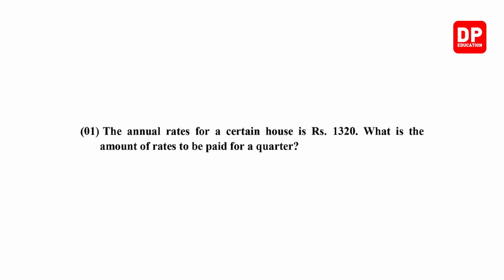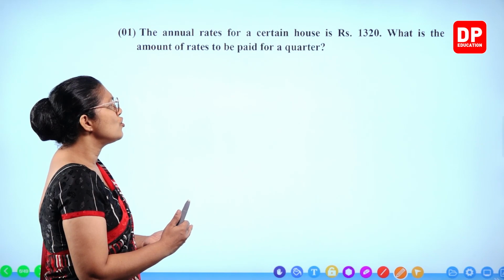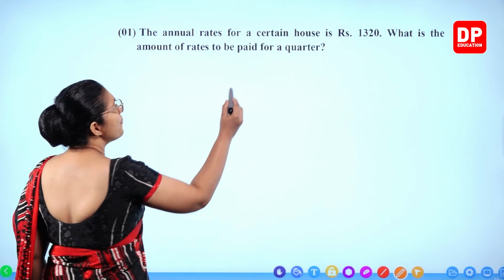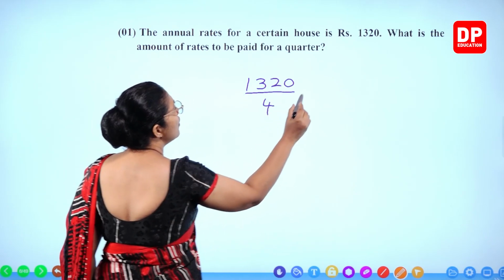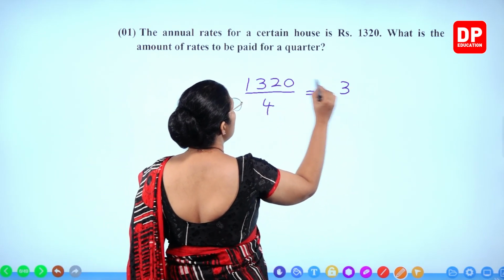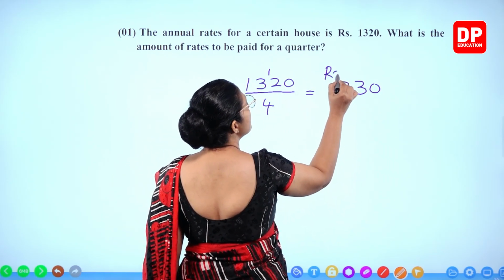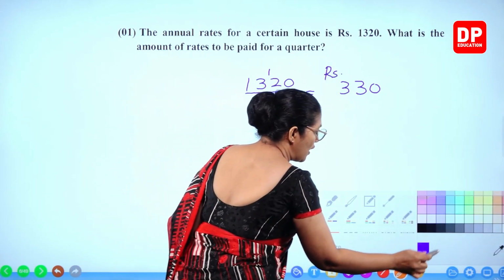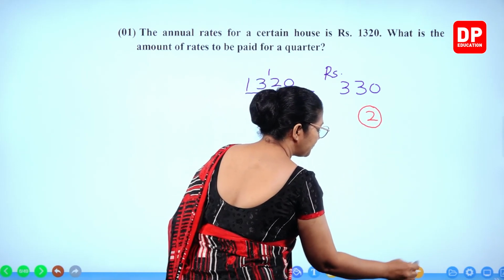Let's take question number 1. The annual rates for a certain house is 1,320 rupees. What is the amount of rates to be paid for a quarter? So 4 quarters are there in a year, so you just have to divide this value by 4. So 1,320 divided by 4. You get 4 times 3 is 12, and again 4 times 3 is 12. So 330 rupees. Each question is 2 marks, so you get 2 marks here.